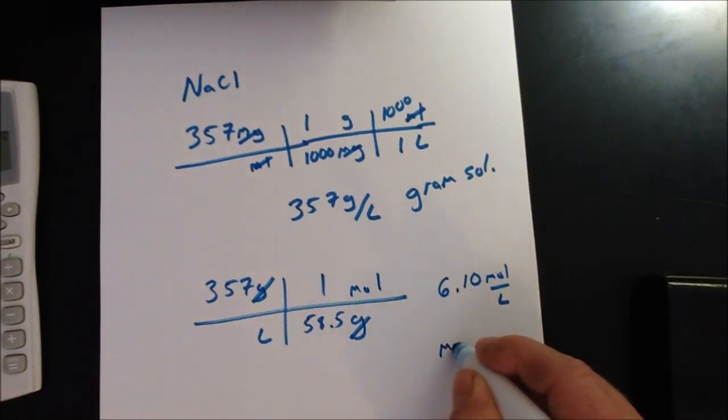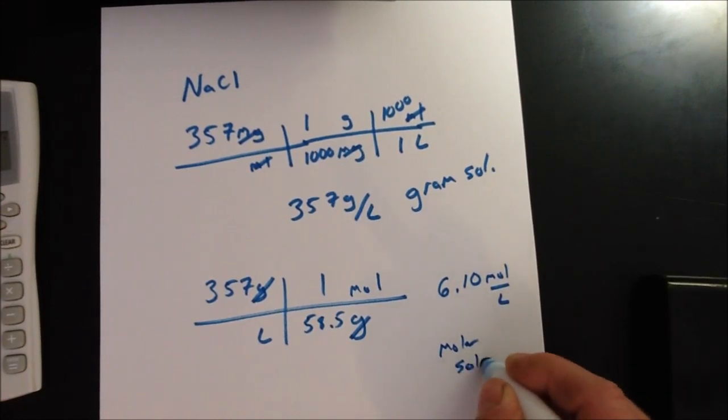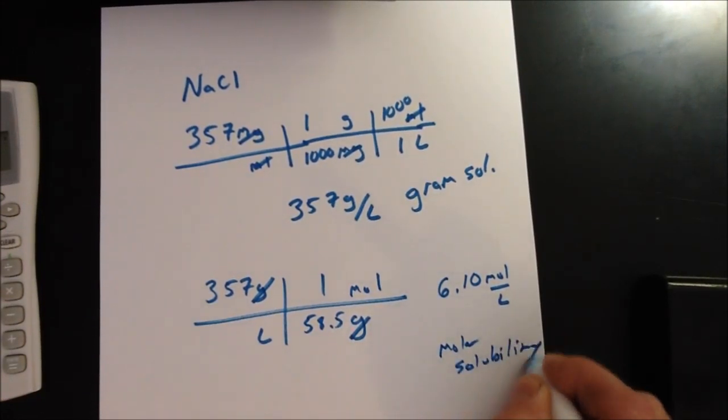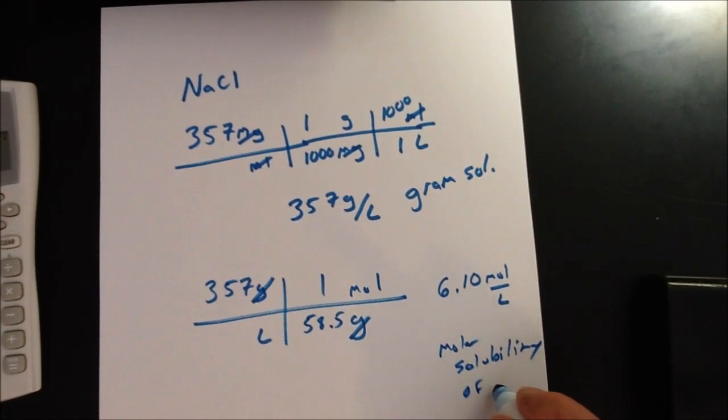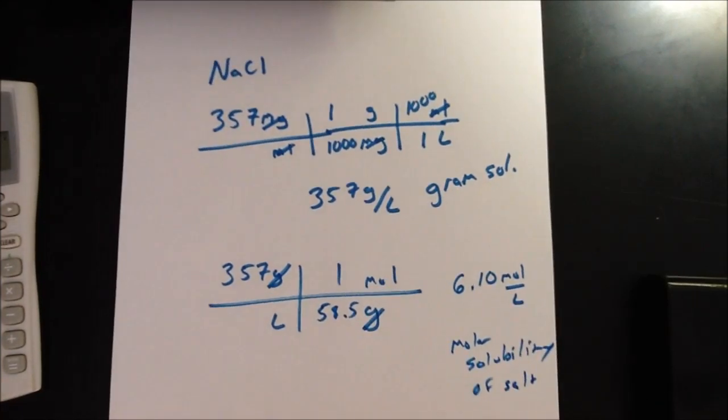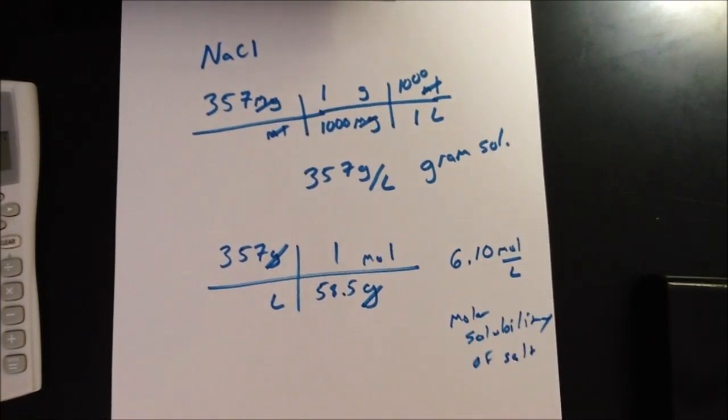That's called the molar solubility of the salt, or of the solid. That's how many moles per liter we can get into solution. So it's not molarity yet. All right, we'll get to molarity here in a moment.